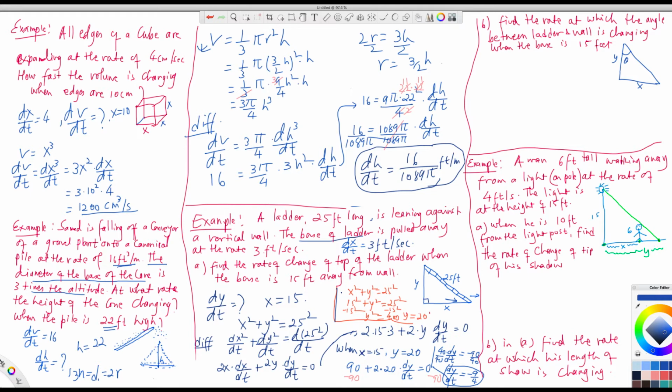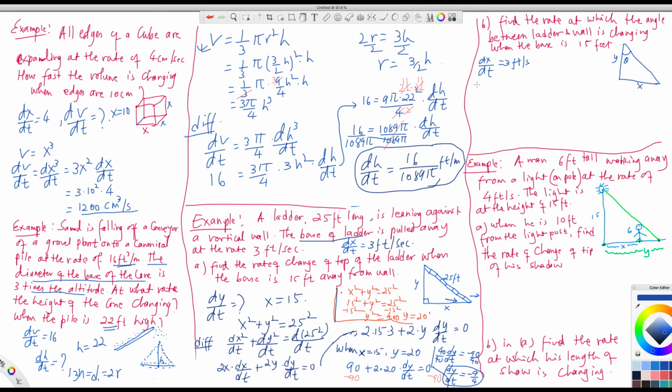So how do I do this problem then? To find the angle, how do I relate those two things? dx over dt is still given. Let me write down the given things. dx over dt is given as 3 feet per second, right? This is given. And how do I find the rate of change of the angle?